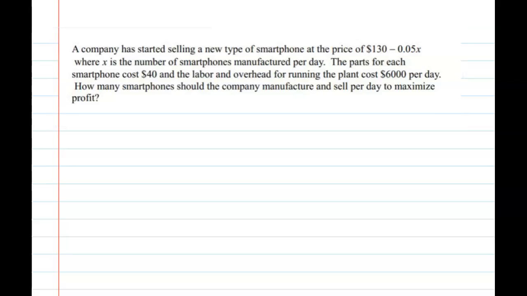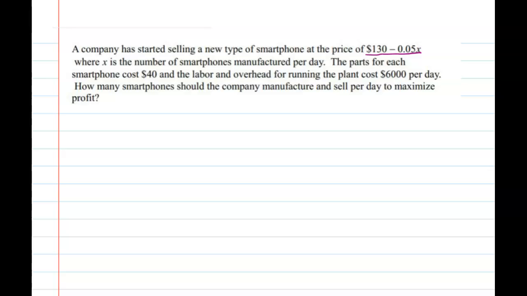So this problem's talking about smartphones. They're selling them at a price of $130 minus 0.05x, where x is the number of smartphones manufactured per day. Okay, so somebody came up with that price model. So I guess the more you make per day, the less you have to sell them for.